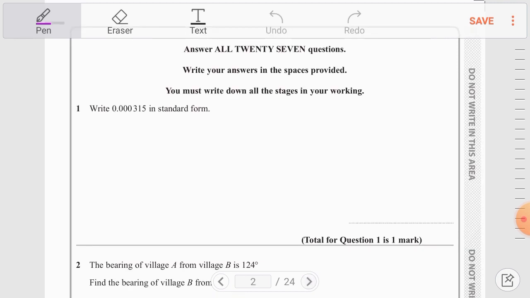Question number 1. Write 0.000315 in standard form. What I will do is move the position of the point 4 units backward. After moving it 4 units backward, the point would be after 3. So 3.15, and as we have moved the position of the point, we need to multiply by 10 to the power negative 4. Negative 4 because we have moved the position backward, and 4 because we have moved it 4 units backward. So the standard form is 3.15 times 10 to the power negative 4.